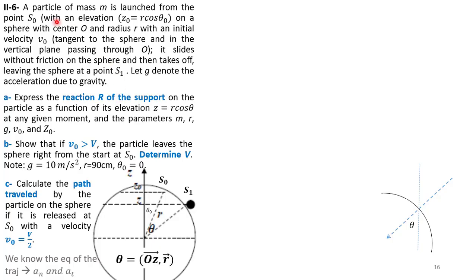A particle of mass m is launched from the point S0 with an elevation z0 equal r cosine theta 0 on a sphere with center O and radius r with an initial velocity v0. v0 is tangent to the sphere and is in the vertical plane passing through O.